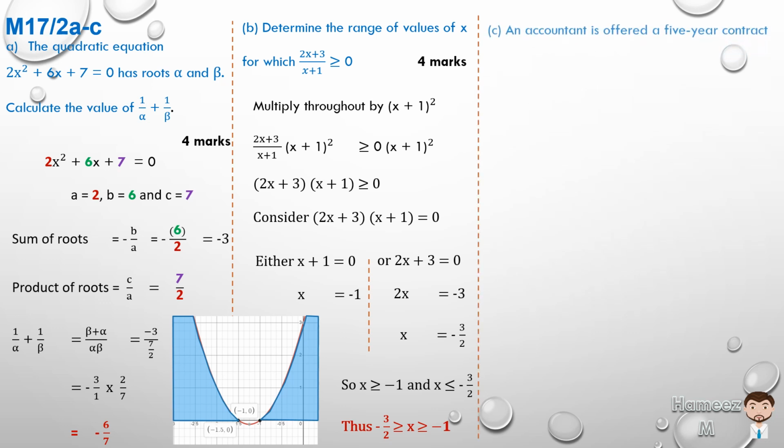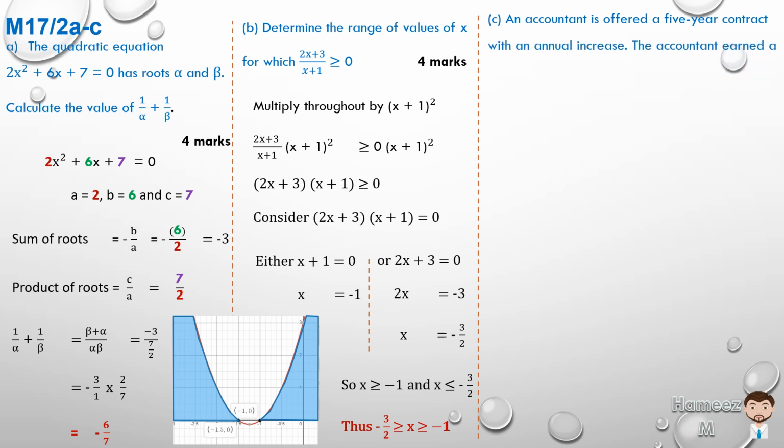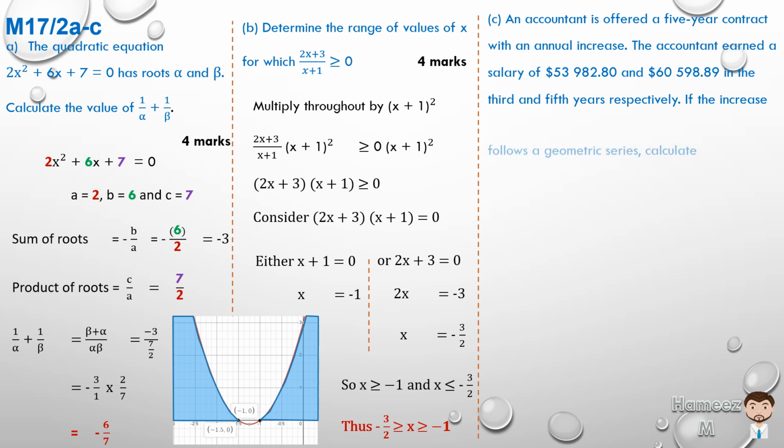1c. An accountant is offered a 5-year contract with an annual increase. The accountant earned a salary of $53,982.80 and $60,598.89 in the third and the fifth years respectively. If the increase follows the series, calculate the amount paid in the first year.